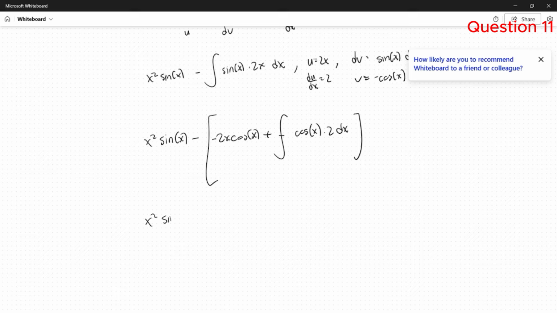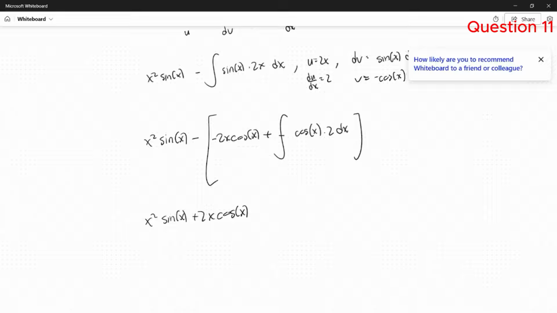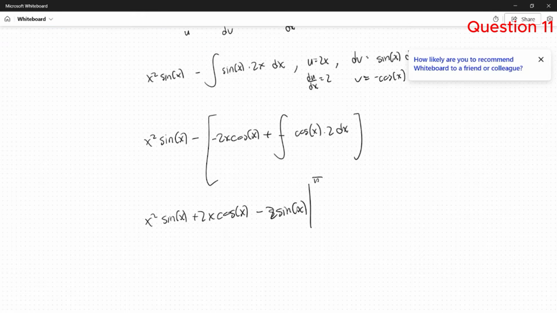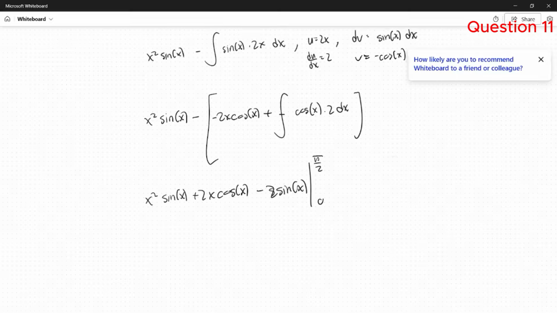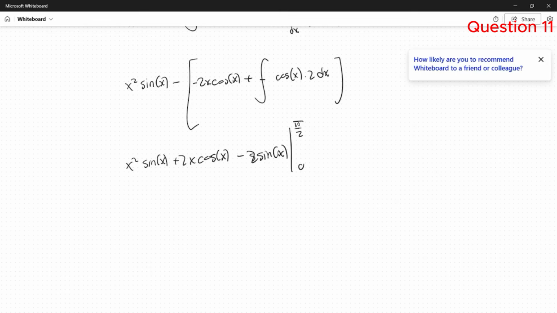X squared sine x plus 2x cosine x, and then this would be minus 2 sine x, all of that between 0 and pi over 2. We plug everything in, we get pi squared over 4 sine of pi over 2 plus 2 times pi over 2 times cosine of pi over 2 minus 2 sine of pi over 2.